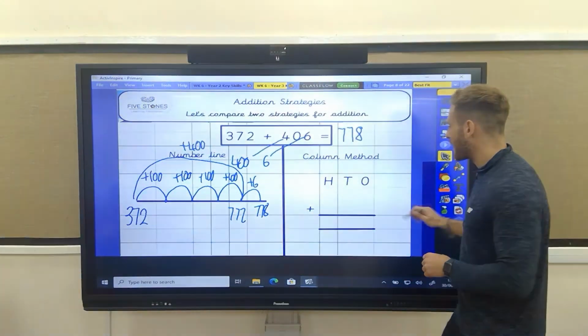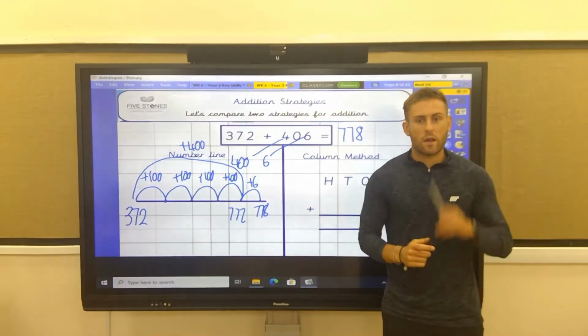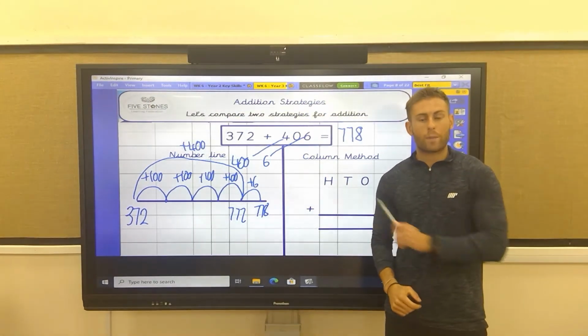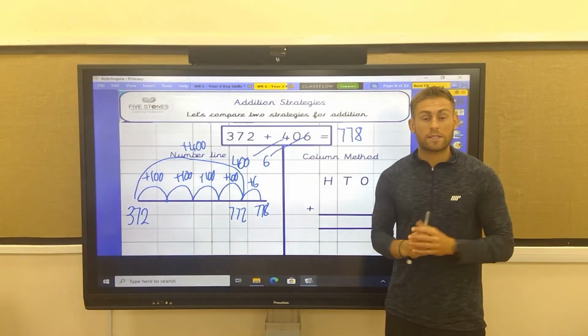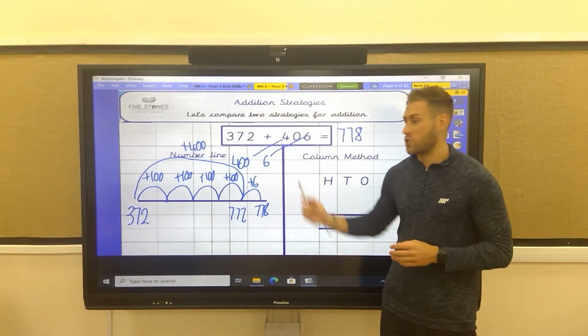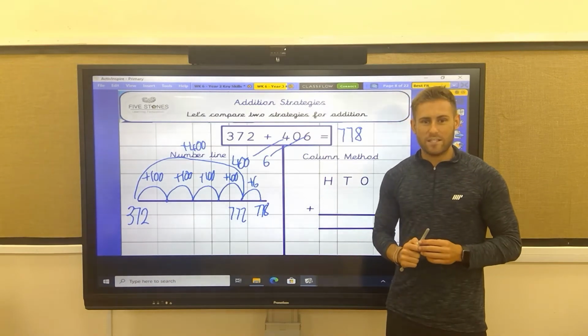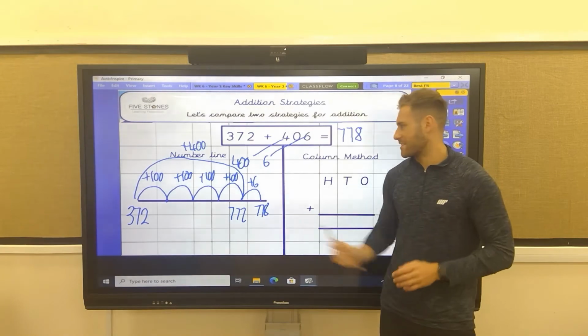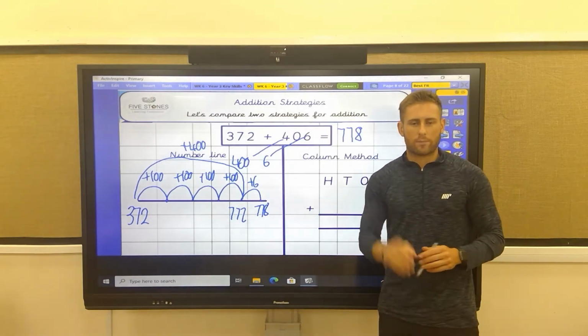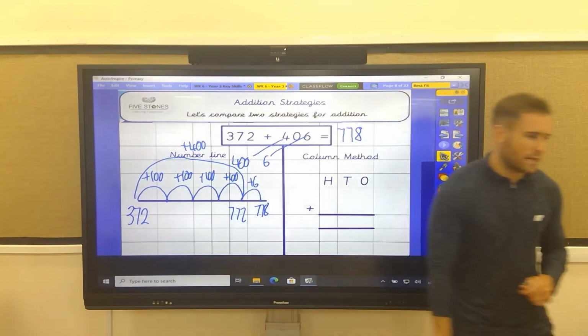Right, I would like you to use the column method on your own without my support. I'll come in and I'll help afterwards. But think about the positioning of your two numbers, your original and your addend. Okay, and let's see if our sum total is exactly the same as when we worked it out with the number line. Pause the screen, give yourself some work time.